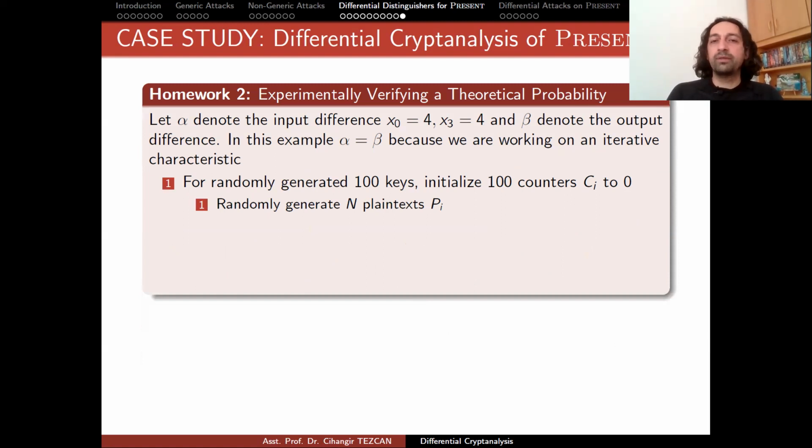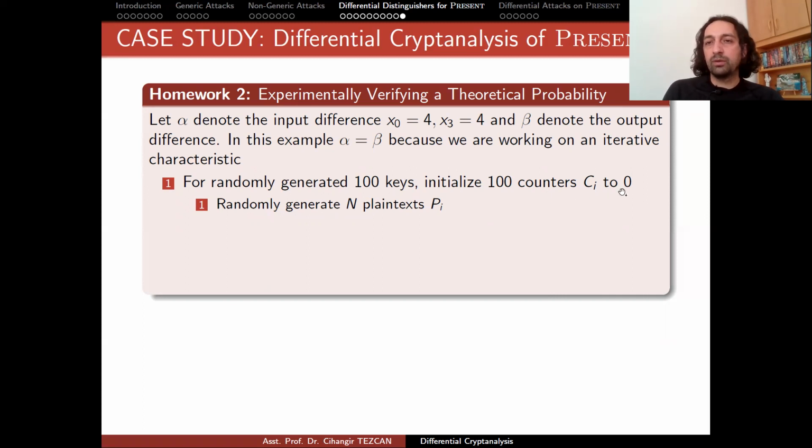It is experimentally verifying a theoretical probability. Let alpha denote our input difference, which is just the input difference to the 0th and 3rd S-box as 4 in hexadecimal notation. And let beta denote the output difference, but it is the same since it is an iterative characteristic. So in this example, alpha equals beta. Again, this is because we are working on an iterative characteristic. Now, you need to perform experiments, but since we cannot perform this experiment for every key, we will do it for, for instance, 100 keys. Or if you have the computational power, you can do it for 1,000 keys and so on. But just say that you randomly generated 100 keys.